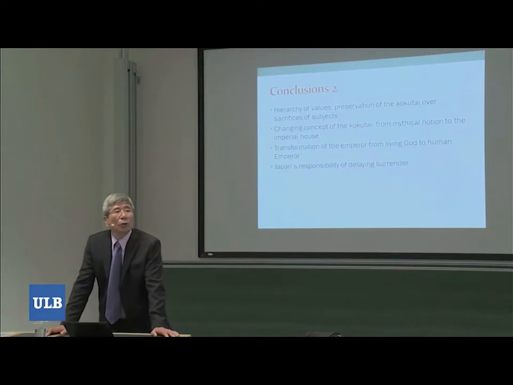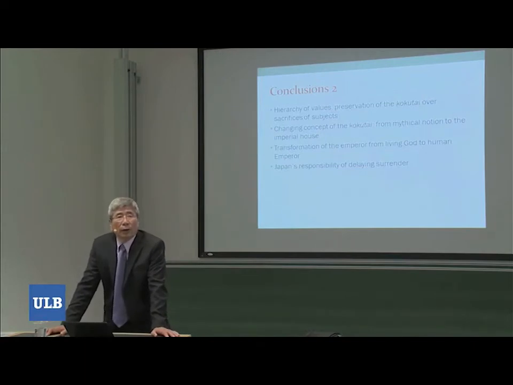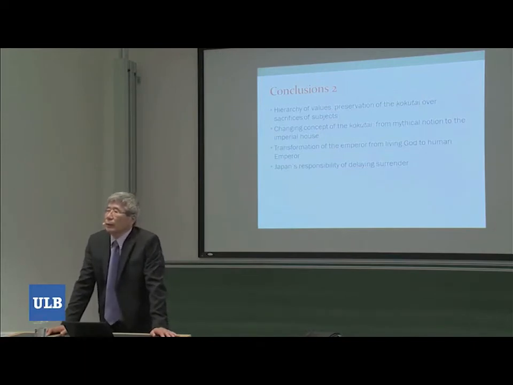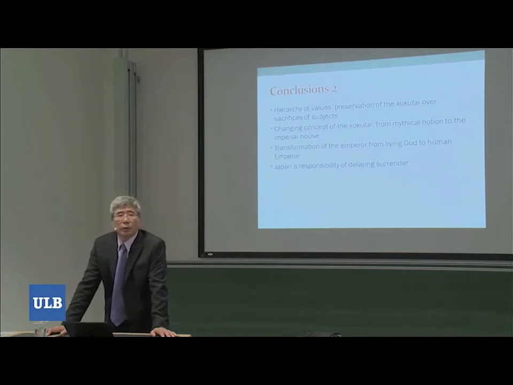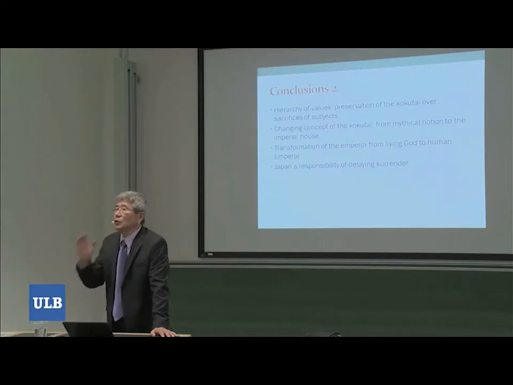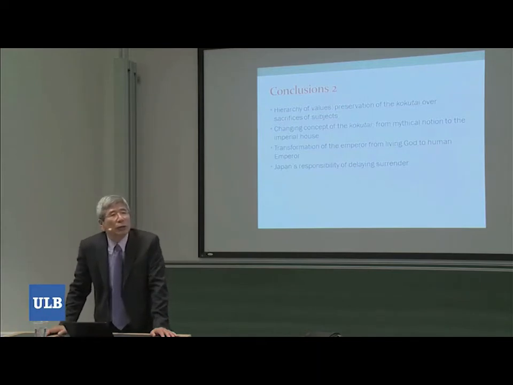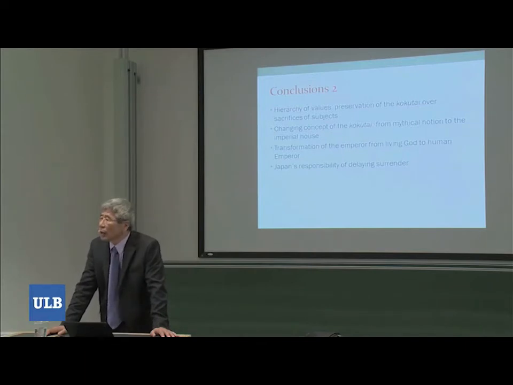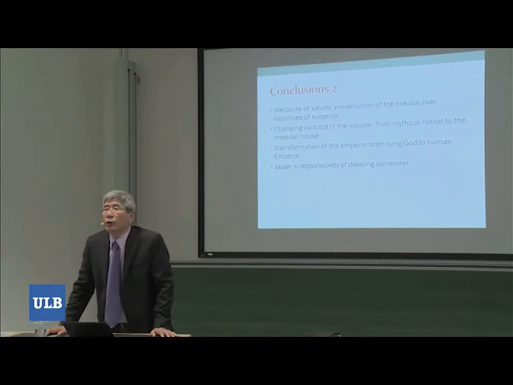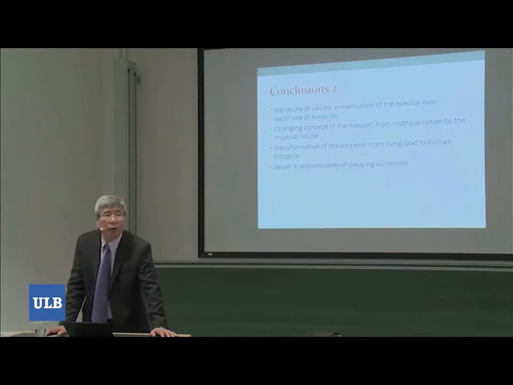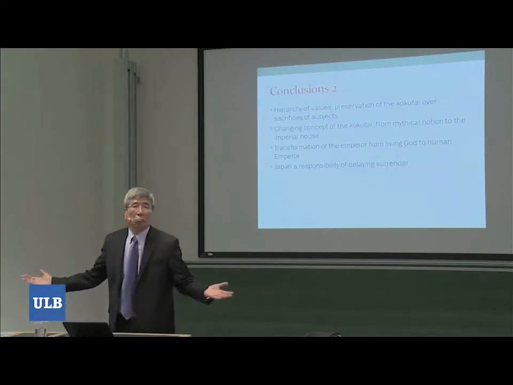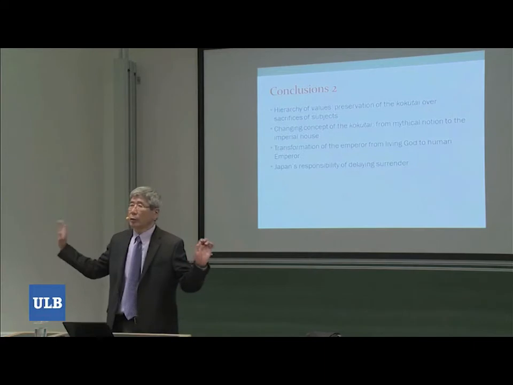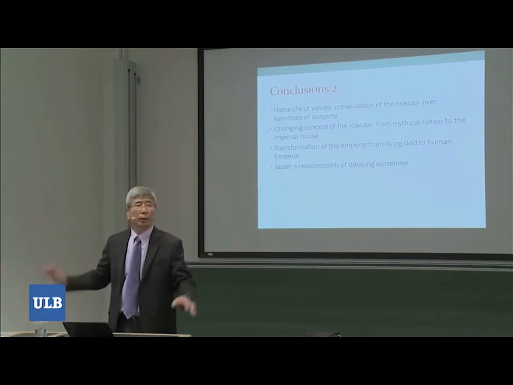But on all those things, we have to really point out the Japanese responsibility. The Japanese political system was dysfunctional to the extent that they could not decide on a termination of war. There are a number of occasions where Japan could have terminated the war. In May, when Germany capitulated, the Japanese could have said, okay, the game's over. We end the war.